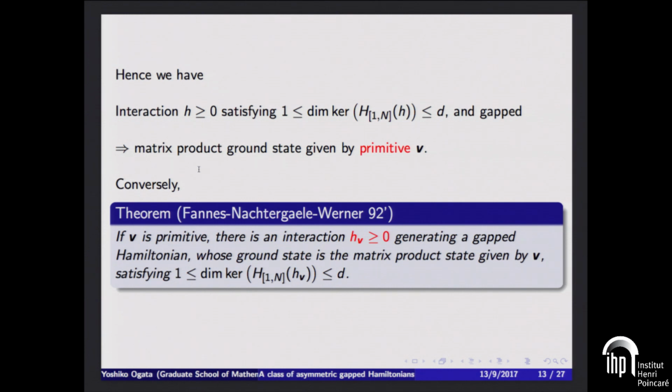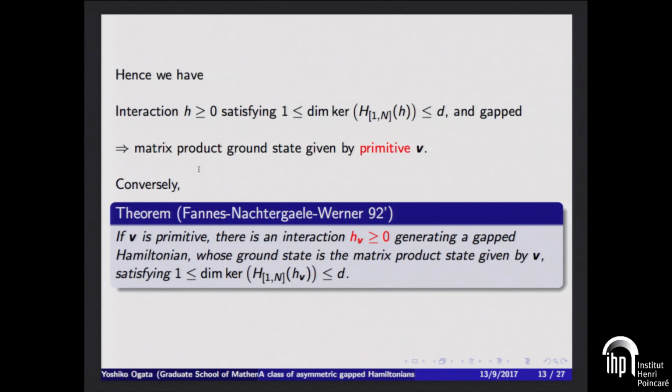Then somehow, thanks to Matsui, there is a converse to this story. Historically it was this and that, but anyway, there is a converse, which is a famous paper of Haegeman, Nachtergaele, Werner. That is, if V is primitive, then there is a positive interaction generating a gapped Hamiltonian whose ground state is the matrix product state given by V, satisfying this condition. So these gap and kernel properties are something we started from, but we can go conversely. If we start from primitive V's, we can obtain an interaction satisfying such conditions.